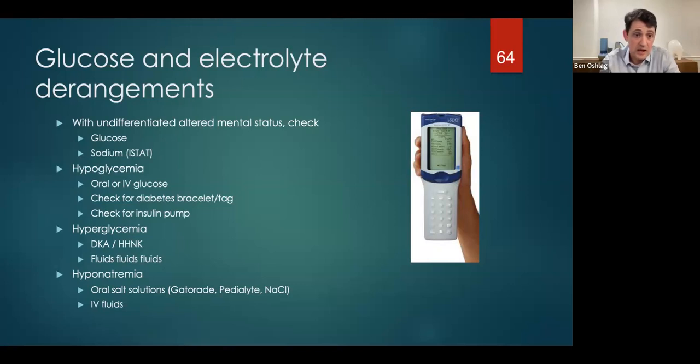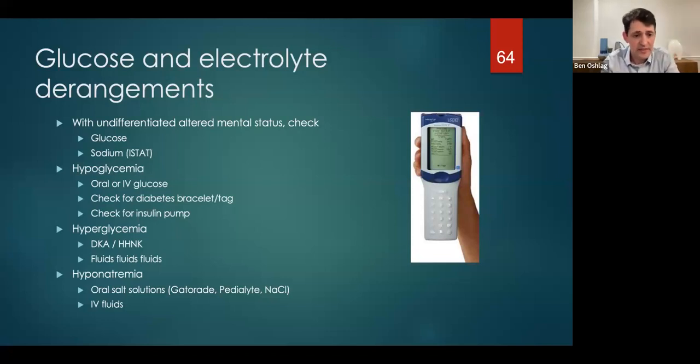Hyperglycemia can also cause altered mental status and collapse. Again, less likely in athletes, but it can happen with severe dehydration. You can have a diabetic athlete who goes into DKA or HHNK, and the treatment there initially is going to be fluids, more fluids. It's a dehydration problem for the most part, and you're not going to be responsible on the sideline for starting insulin. But if you can get them started with fluids, that can really help.